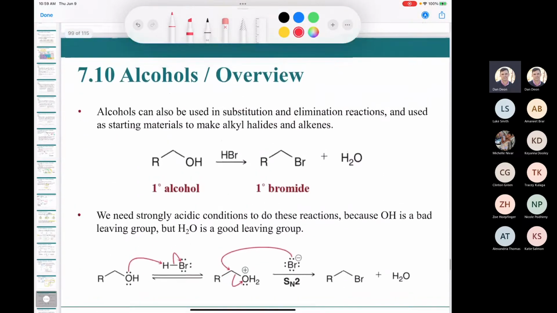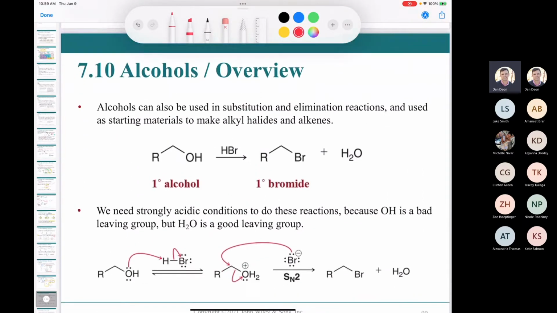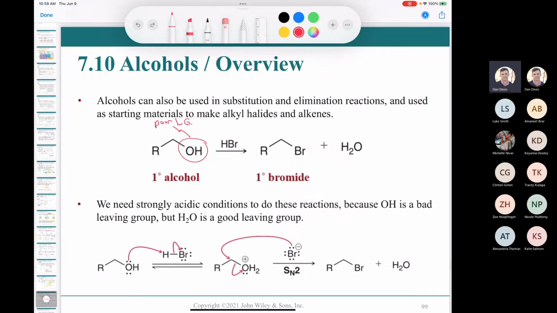What are some other ways that we can make good leaving groups? Well, it just so happens that if we have an alcohol, a hydroxide by itself, or hydroxyl, is a poor leaving group. Poor leaving group, just put here poor LG. However, we see that the hydroxyl becomes substituted with a bromine when we treat a primary alcohol with HBr. Well, why would that be? I thought you said that you couldn't undergo substitution with a poor leaving group.